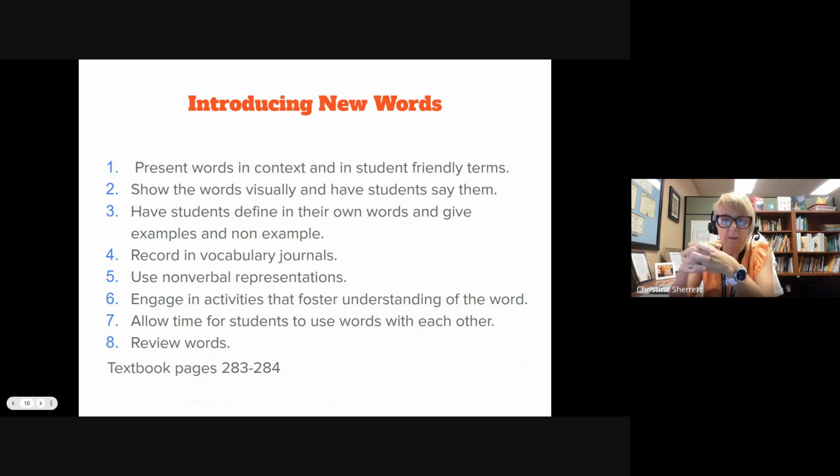One thing your book talked about is that there is a process for teaching vocabulary. We want to make sure that we present words in context, in student-friendly terms. We're going to show the words visually and have the kids say the words. We need to define the words, but also give examples and non-examples. It would be great if your students had a vocabulary journal where they're keeping track of all their vocabulary, and use nonverbal representation. This could be symbols or pictures. Then we need to engage in activities that foster that word and allow time for students to use the word, more than just writing it in a sentence. And then, of course, we're going to be reviewing the words.